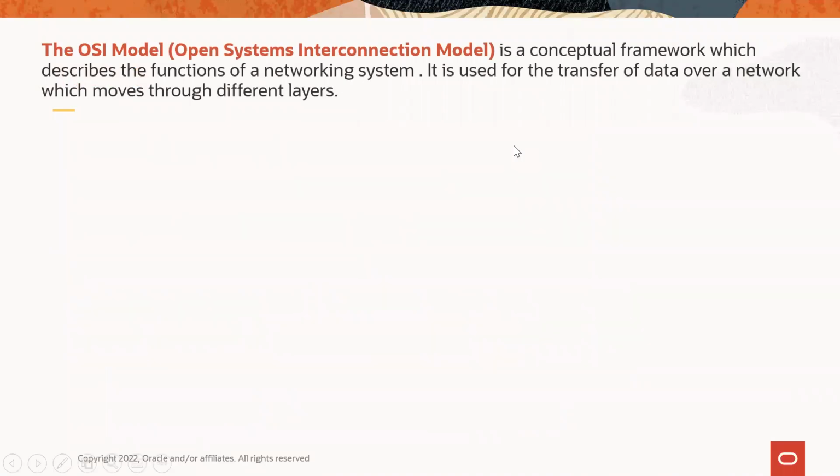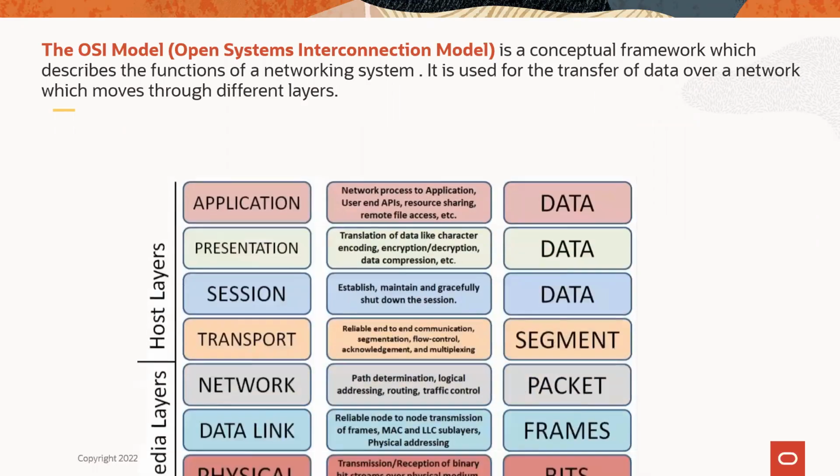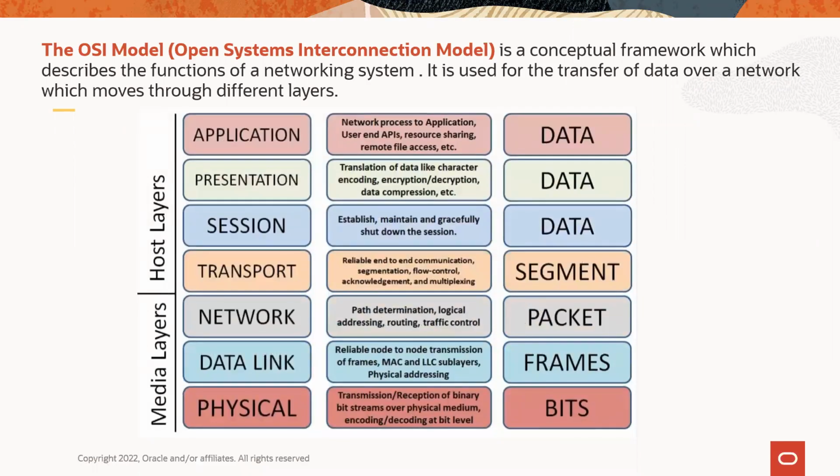What is the OSI model? OSI model, Open Systems Interconnection model, is a conceptual framework which describes the function of a networking system. It is used for the transfer of data over a network, which moves through different layers. So this is how the OSI model looks, represented by 7 layers, going from the physical layer to the application layer.